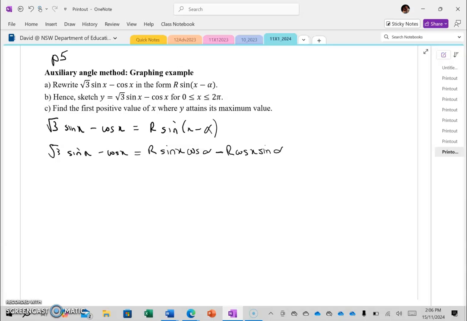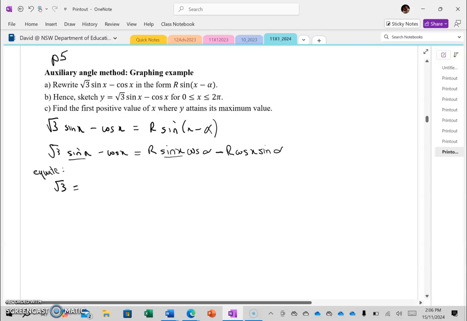Now the next step when we use the auxiliary angle method is to equate the coefficient of sine x and the coefficient of cos x. So let's equate. For sine x, the coefficient's root 3 on the left, and on the right it's r cos alpha. Then equating the coefficient of cos x, I've got -1 is equal to negative r sine alpha. Obviously those negatives can cancel out. You get 1 equals r sine alpha.